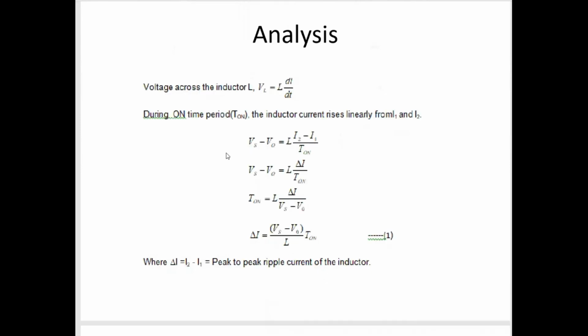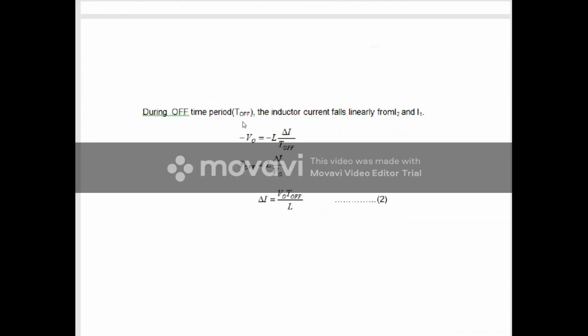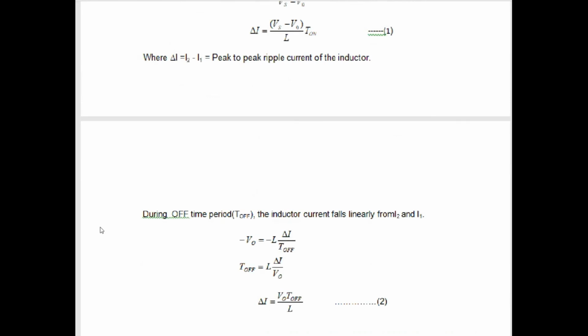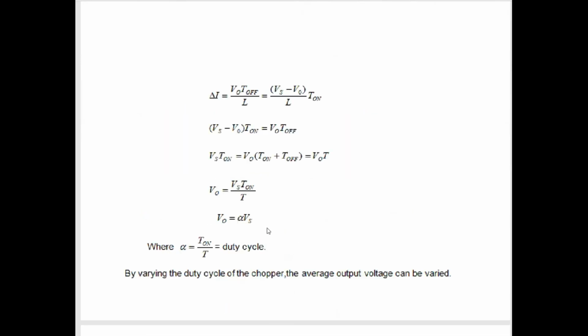Correct? இது ஒரு equation. இப்ப இதுல இருந்து we have to find T on க்கு ஒரு formula, del I க்கு ஒரு formula. அதே மாதிரி during the off period of the transistor அதே மாதிரி ஒரு equation எழுதுங்க. அதுல இருந்து T off கண்டுபிடிச்சுக்கோங்க, del I கண்டுபிடிச்சுக்கோங்க. Then we have to equate this del I. இந்த del ஐயும் இந்த del ஐயும் equate பண்ணோம் அப்படின்னா we have to find the formula for the output voltage in terms of input voltage. Okay, this is the thing.